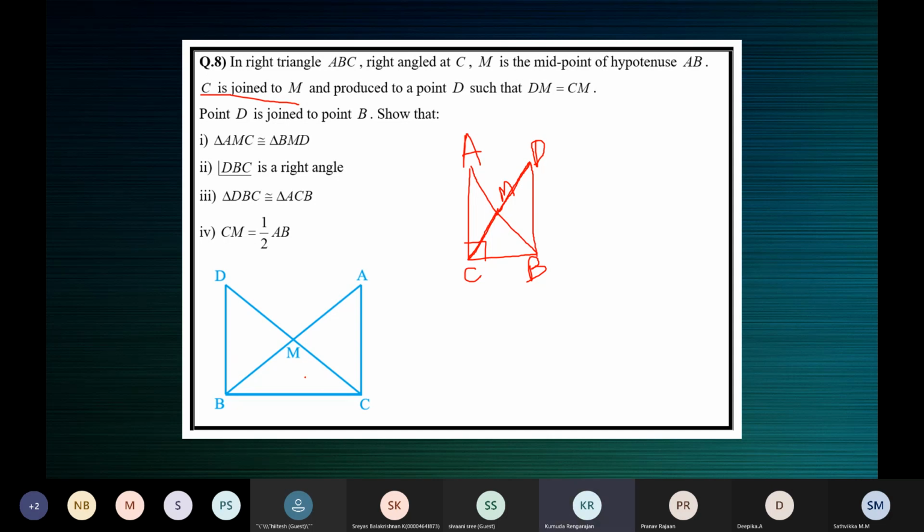If the figure is not given, you can also draw it like this. So from the information given, we understand that ABC is a right triangle, right angle at C. M is the midpoint of AB. M is also the midpoint of CD. Knowing all this, we need to show that the two triangles AMC and BMD are congruent to each other.